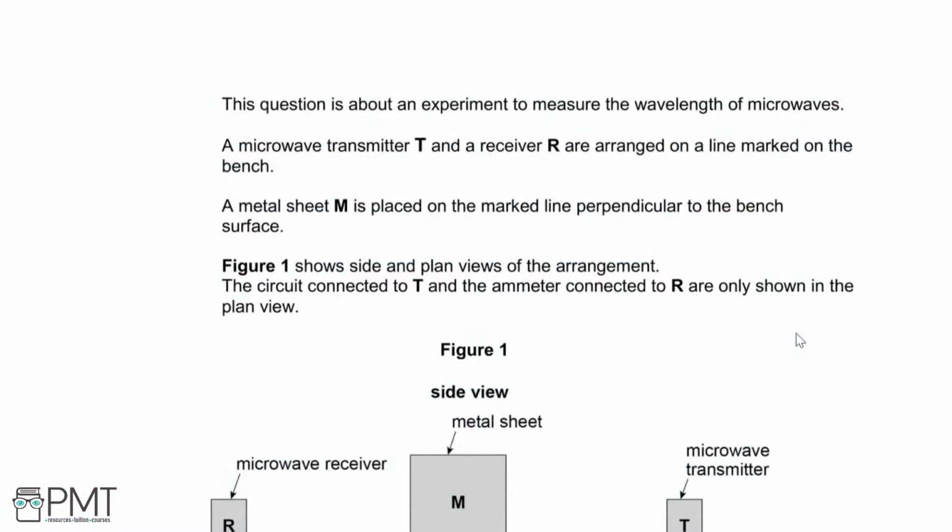This question is about an experiment to measure the wavelength of microwaves. A microwave transmitter T and a receiver R are arranged on a line marked on the bench. A metal sheet M is placed on the marked line perpendicular to the bench surface. Figure 1 shows side and plan views of the arrangement. The circuit connected to T and the ammeter connected to R are only shown in the plan view.